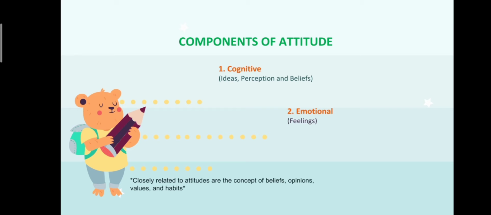The second is emotional. Emotional or affective component refers to the feeling one has toward the attitude object. Positive feelings include liking, respect, or empathy, and negative feelings include dislike, fear, or disgust.